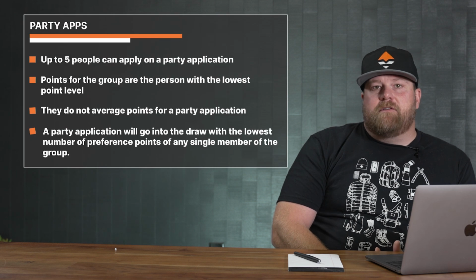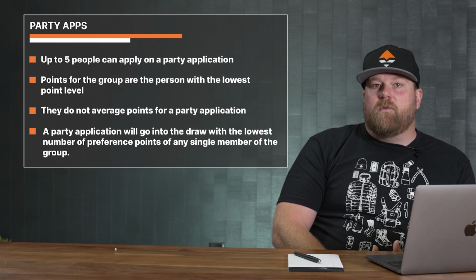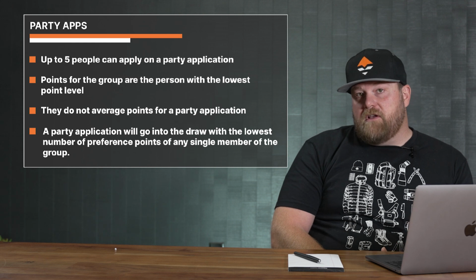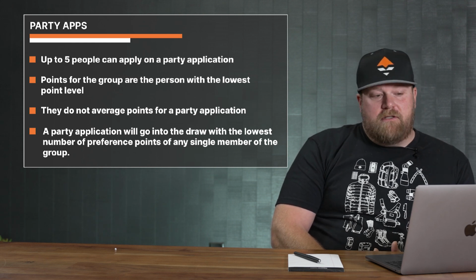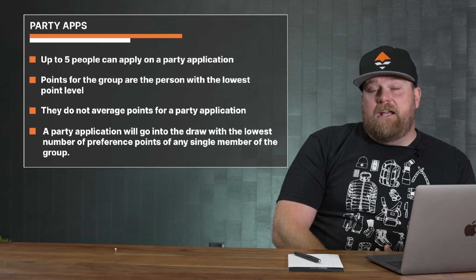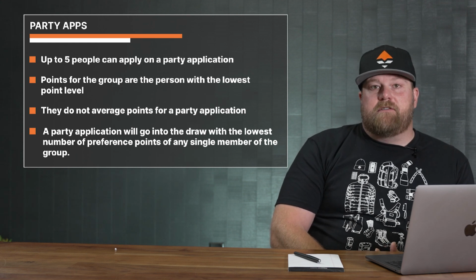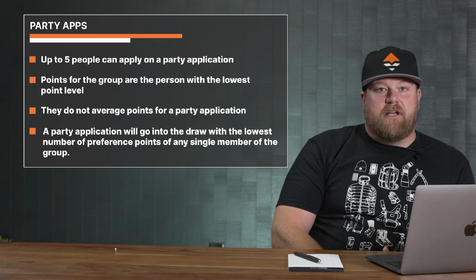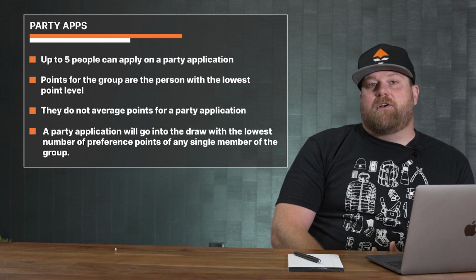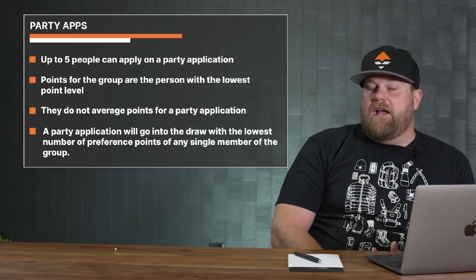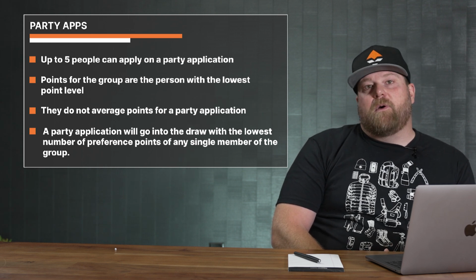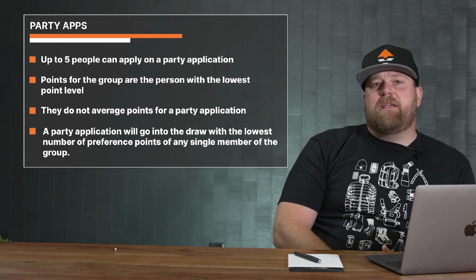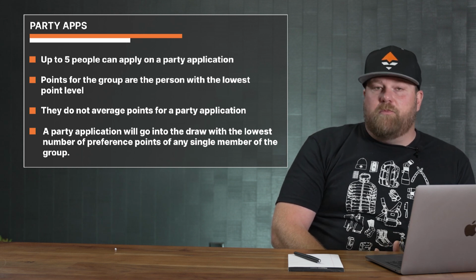The other question that we get in a lot of states is party apps. A lot of people want to apply with one application, so if one person draws, the whole group gets to go. They allow up to 5 applicants, and they don't average points. So they go with the guy in the group that's got the lowest points. That's what your application is going to go in with. So if you have a guy with 5 points and a guy with 1 point, you're going to go in with 1 point. Something to keep in mind when you are applying in a group.